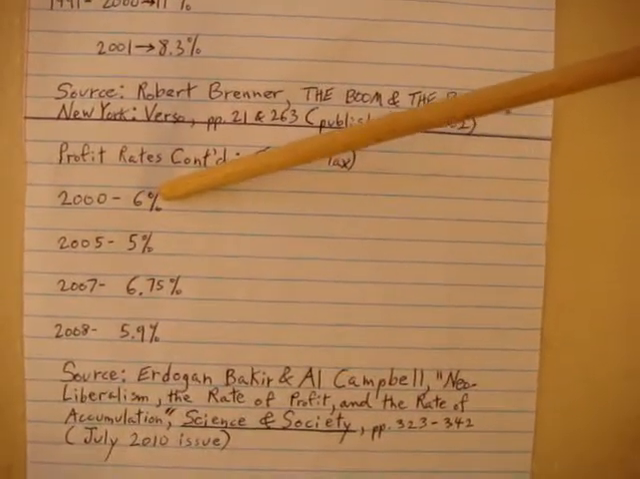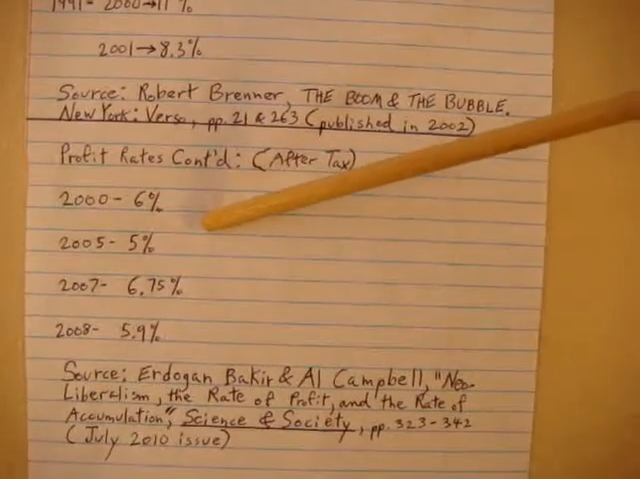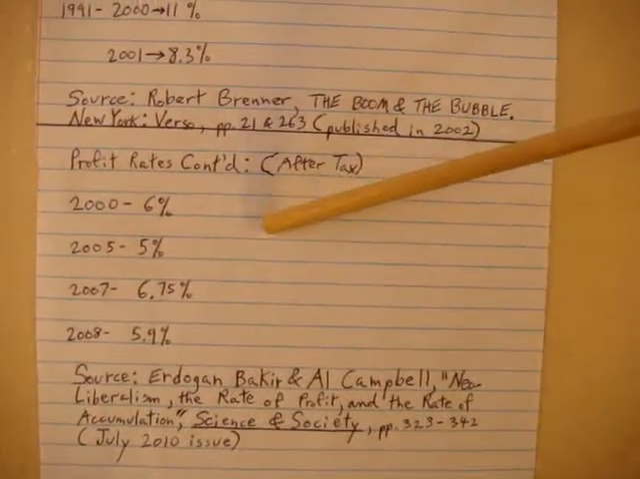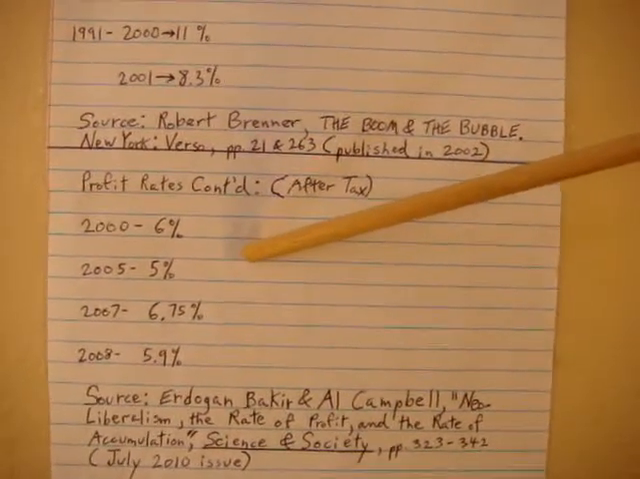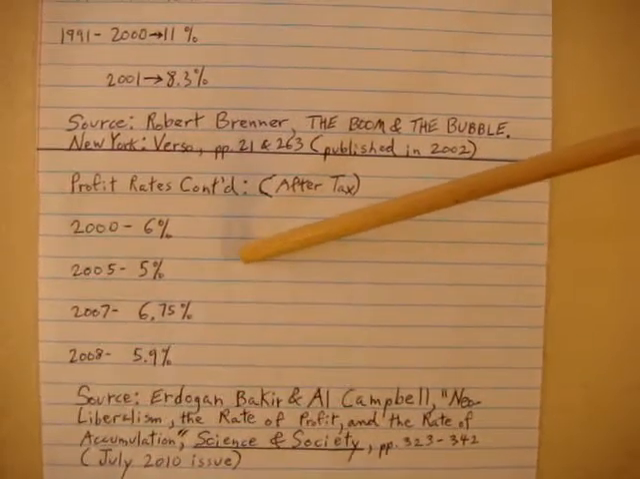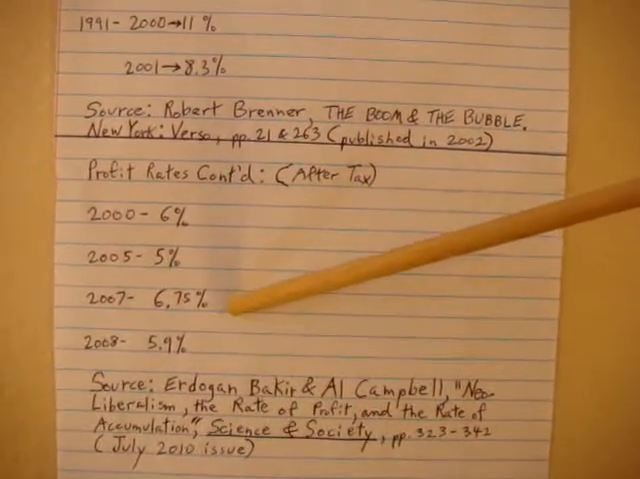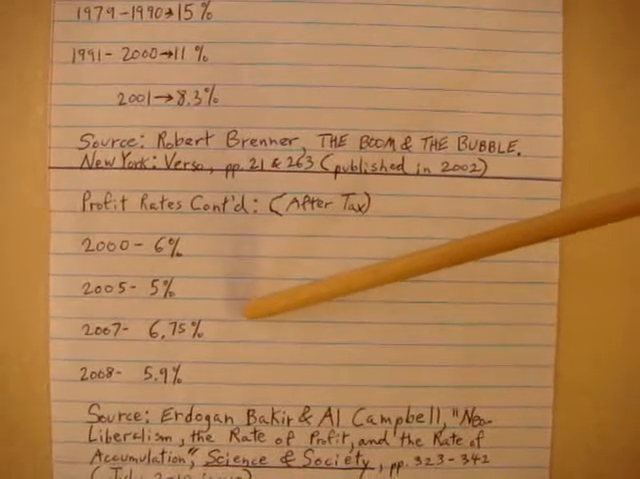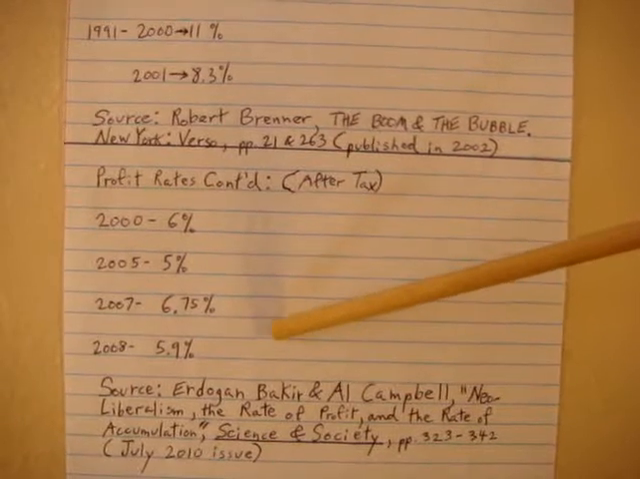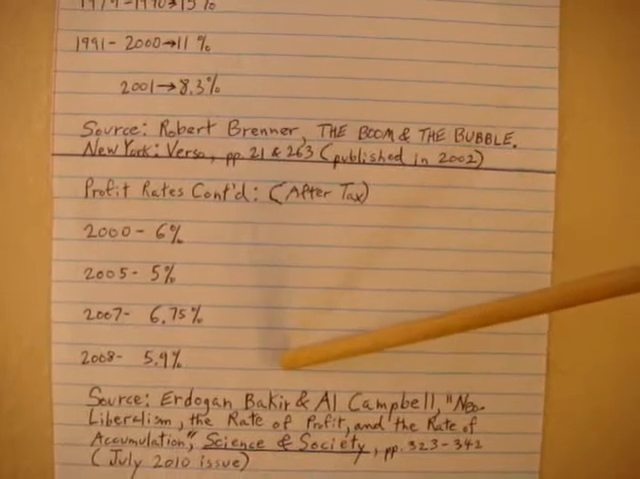And this is according to Erdogan, Bakir, and Al Campbell, who drew a lot of stats from the Bureau of Economic Analysis and wrote an interesting article on neoliberalism, the rate of profit, and the rate of capital accumulation. 2005, 5% profit rate. Bumps up a little bit in 2007, and then of course 2008 is not very good as the whole economy crashes in September and runs a lot of risks up to then.